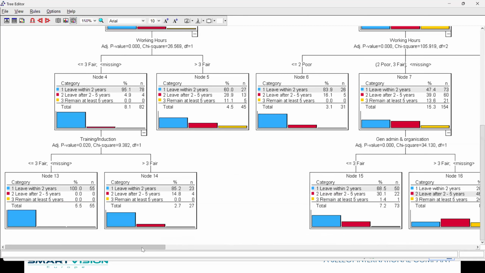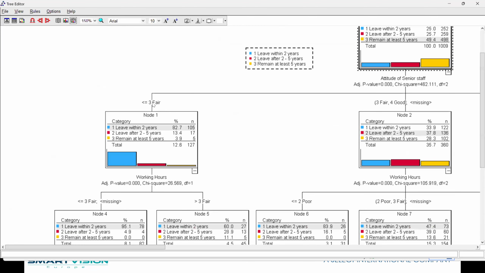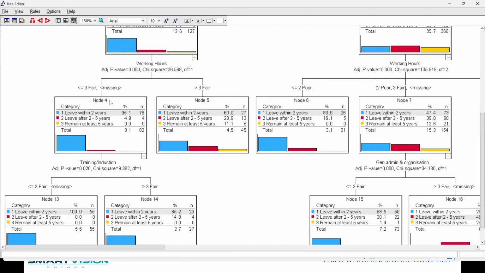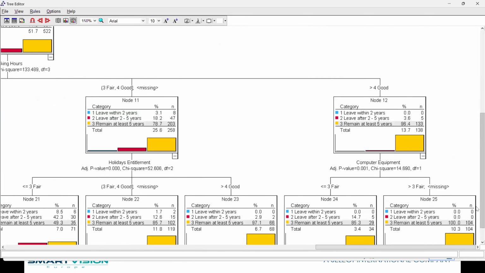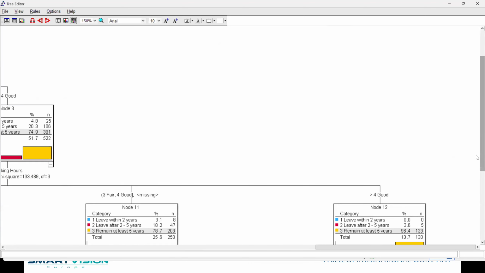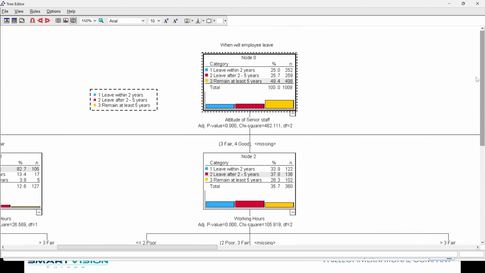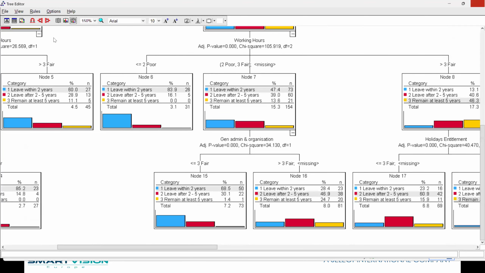But yeah, so you can see here that now when I do that, it added to the senior staff for people scoring 3 or less. It's working hours again, which is really driving it, and then things like training and induction. So it gives the employers and managers information about what are the things that need to get right if they wanted to maintain their best employees.